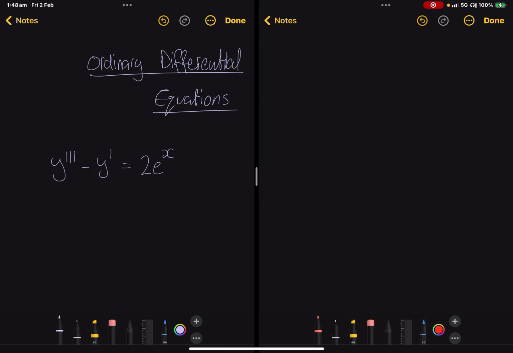So here we need to find a full solution. We're just told to solve, and we need all of the possible solutions here. So find a general solution which solves this differential equation.